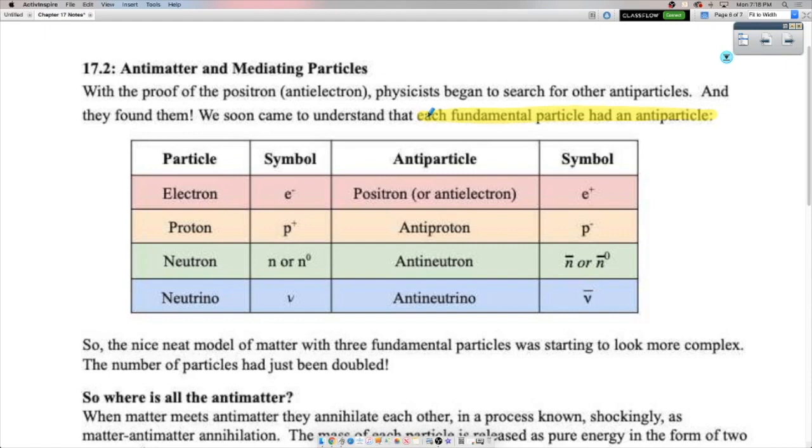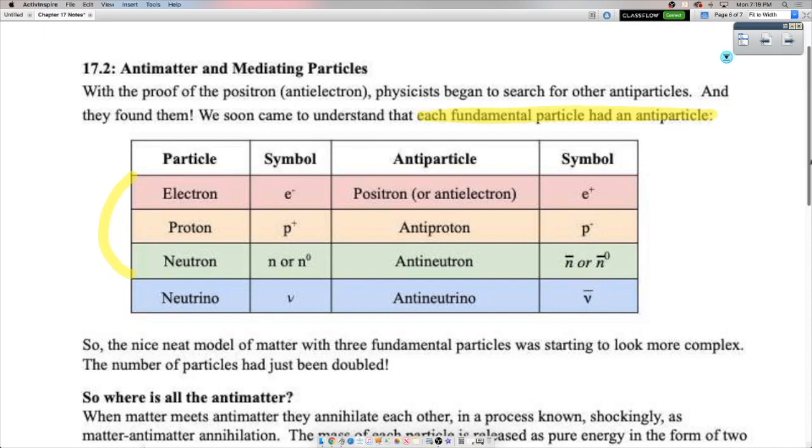Here in this table is just a summary. The three that we still considered the fundamental particles, because neutrinos were kind of off to the side at this time still. You have the electron, you have the anti-electron, or the positron. Proton, P plus, antiproton, P minus. And then for neutral particles, like the neutrino or the neutron, you can't put the opposite of zero in there because there is no opposite of zero. So you just put a line over top to indicate that you're talking about the anti-version of this particle.